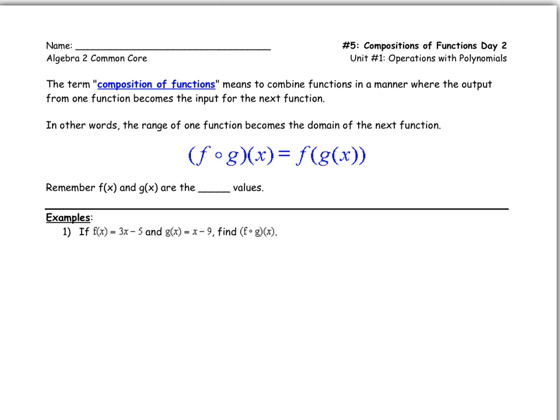Hi everyone, today's lesson is going to be on compositions of functions, day 2. So this is a continuation from yesterday's lesson. Before we can get into doing some examples, I'd like to review something first. You do not have to write this down if you do not want to. It's not on your worksheet, but just try to follow along.